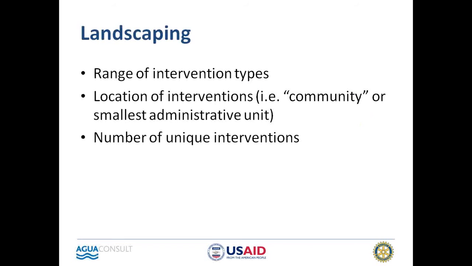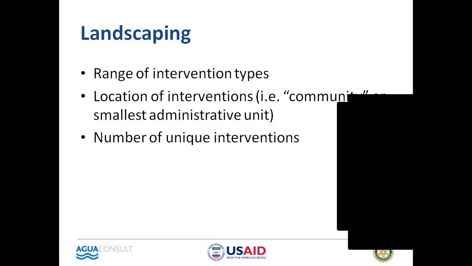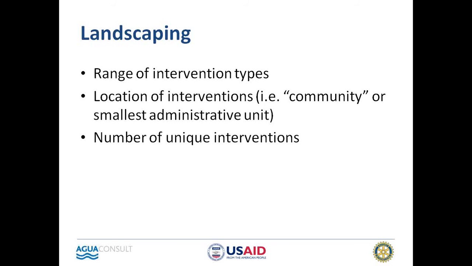Okay, now we'll just talk in general about the application of the tool. So the first step when applying the tool is to identify the scope of the assessment in what we term landscaping. For this, you need to determine the full range of intervention types that are going to be included in the assessment, and we need to determine the location of the interventions. So the community or the smallest administrative unit.